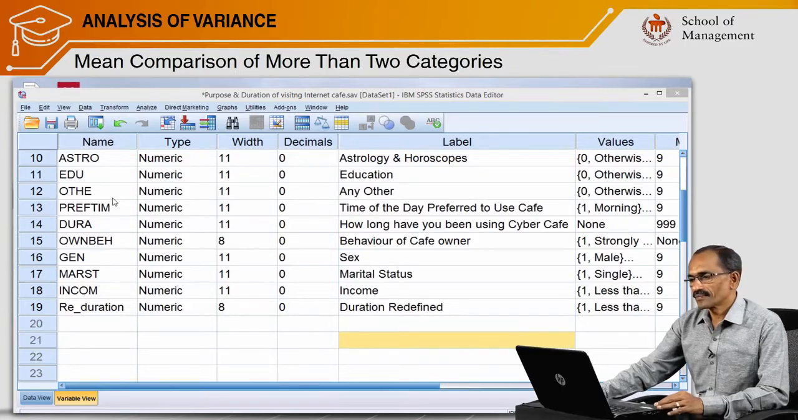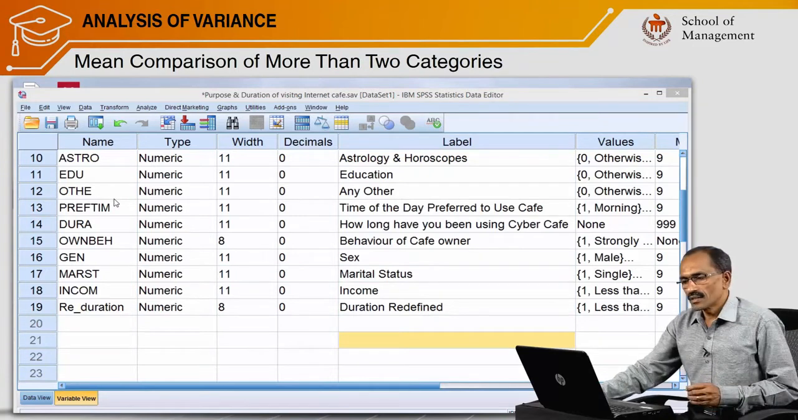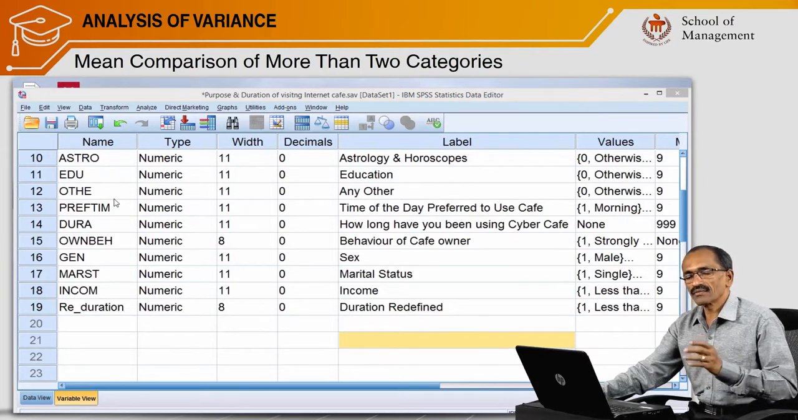Hello and welcome back. In this video, we are going to discuss one-way analysis of variance. One-way analysis of variance is an extension of a two-sample t-test. We conducted the two-sample t-test to compare the mean between two categories with respect to a particular metric variable.